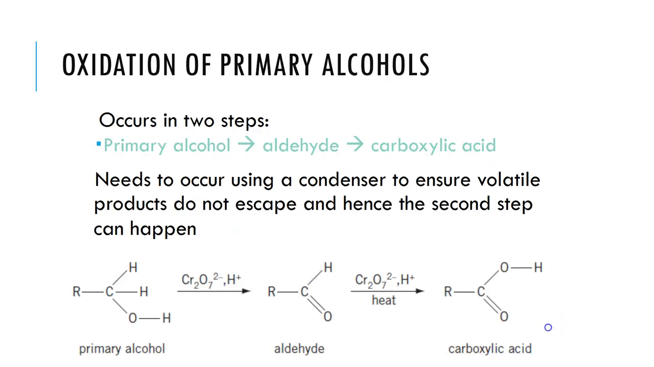So let's have a look at those. When we oxidize a primary alcohol, so our primary alcohols, remembering we have R and then CH2OH, so our alcohol at the end of the chain. Okay, when we oxidize a primary alcohol, this is a two-step process. The first step, we will get the aldehyde, and then if we continue to oxidize the aldehyde product, we will eventually form the carboxylic acid.